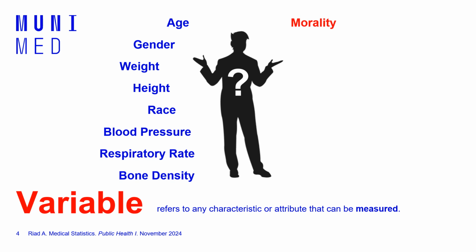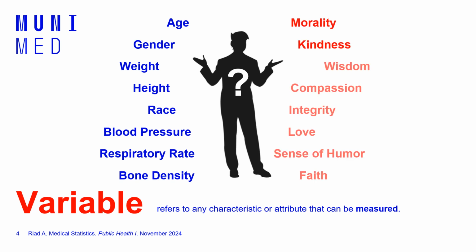But think about morality, maybe kindness, maybe wisdom, compassion, integrity, love, sense of humor, and faith. These are all characteristics that can also be used to describe humans. However, we have no method to measure them. That's why these are called non-tangible characteristics, because we cannot measure them.